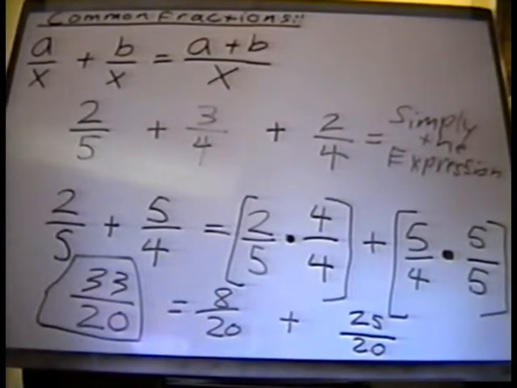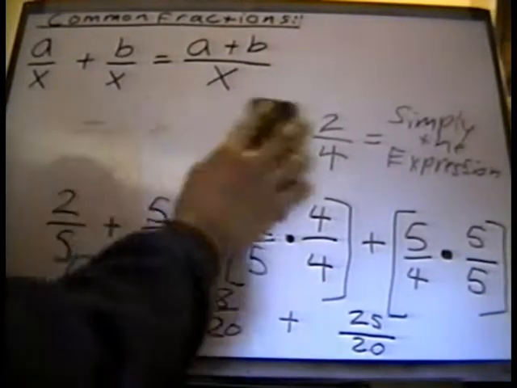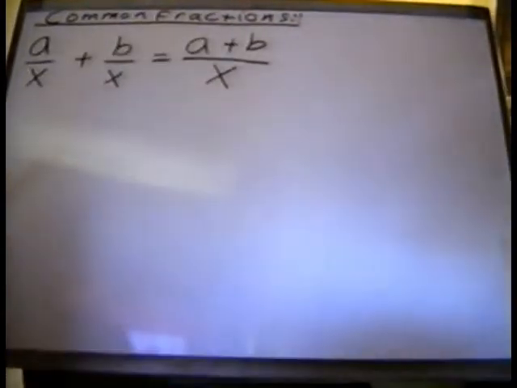Now, let's say we want to turn 33/20, which is an improper fraction, into a mixed number fraction. You want to convert 33/20 to a mixed number fraction.